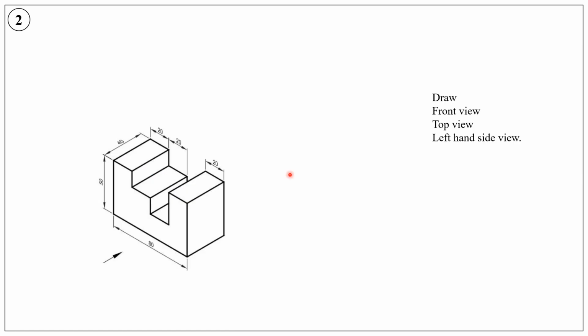We will now try to draw the front view, top view and the left hand side view for problem number 2. Just now we completed drawing front view, top view and the left hand side view corresponding to problem number 1. And in problem number 2, the object is given here, the pictorial representation of the object.